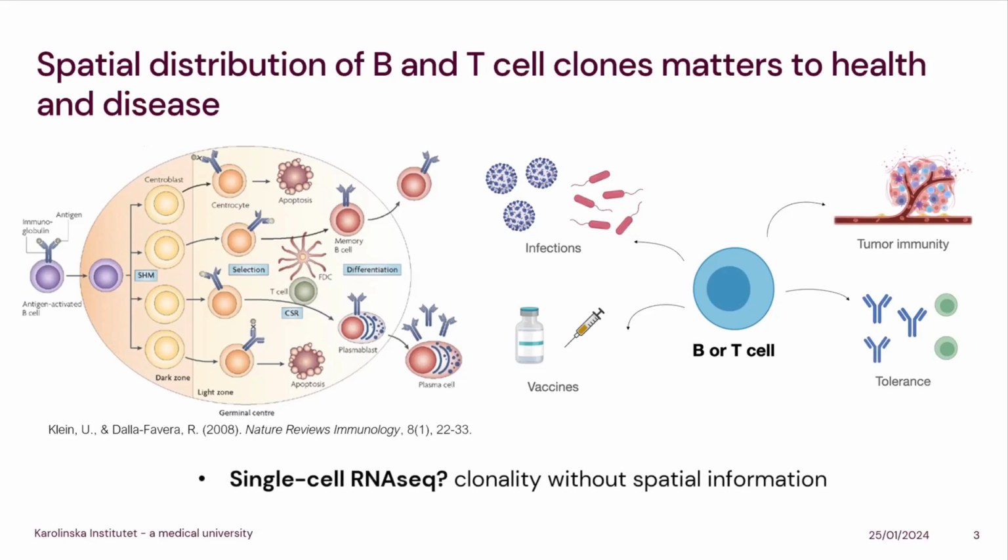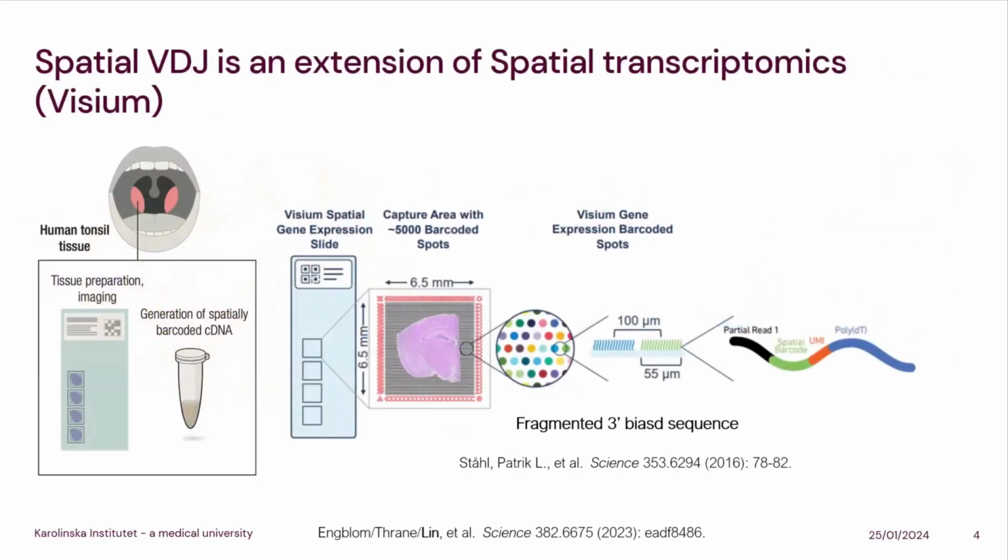We have methods like single-cell RNA-seq that a lot of you already know, where we can get the gene expression profile together with B and T cell receptors, but we need to dissociate the cells, which means we lose the spatial context of where the T and B cells are. So how about we use a spatial method?